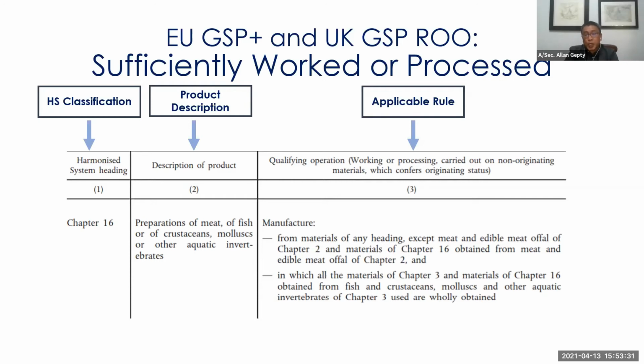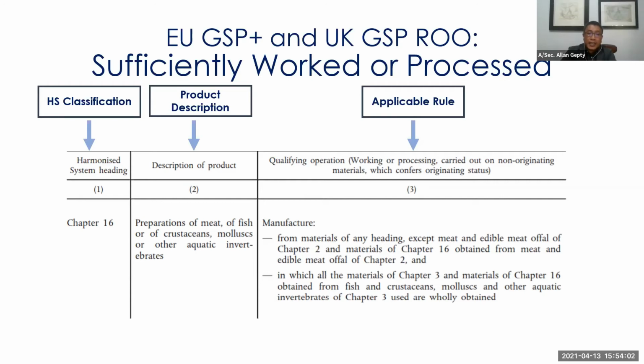And for you to enjoy the preferential arrangement, the manufacture must be from materials of any heading except meat and edible meat offal under Chapter 2, and materials of Chapter 16 obtained from meat and edible meat offal of Chapter 2, and in which all the materials of Chapter 3 and materials of Chapter 16 obtained from fish and crustaceans, mollusks, and other aquatic invertebrates, depending on the product.